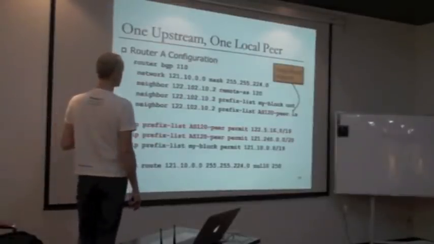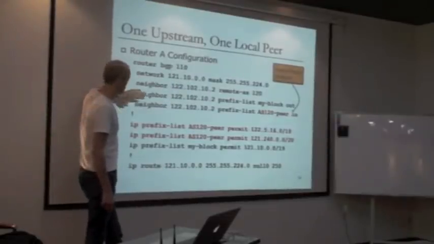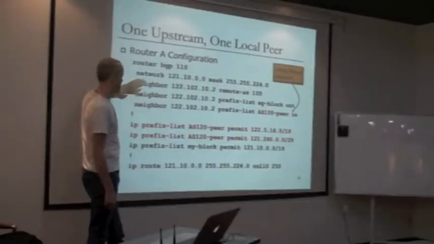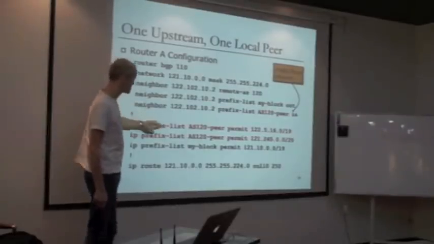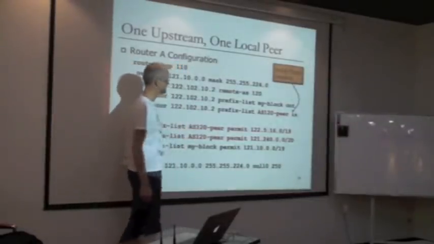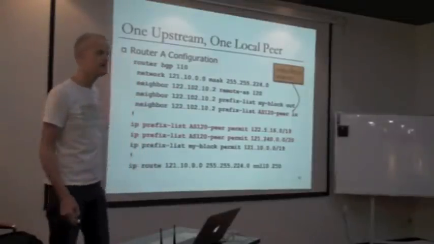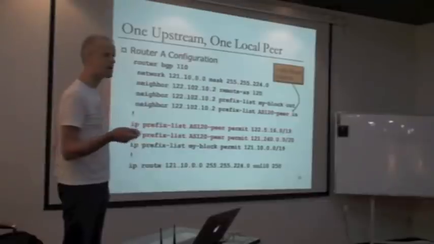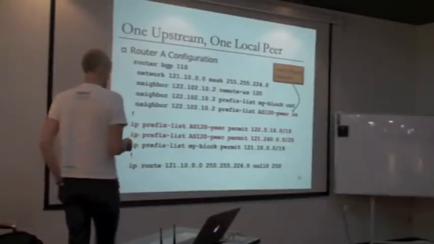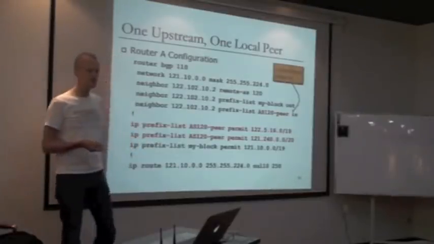Router A configuration going to the local peer. We originate our address block. We send it outbound through a prefix filter to our local peer. From our local peer, we accept what they send us. So they're sending us these two address blocks. And that's all we need to configure. Inbound, we accept their address space. Outbound, we send our address space. And that's all we need for the configuration for the local peer.